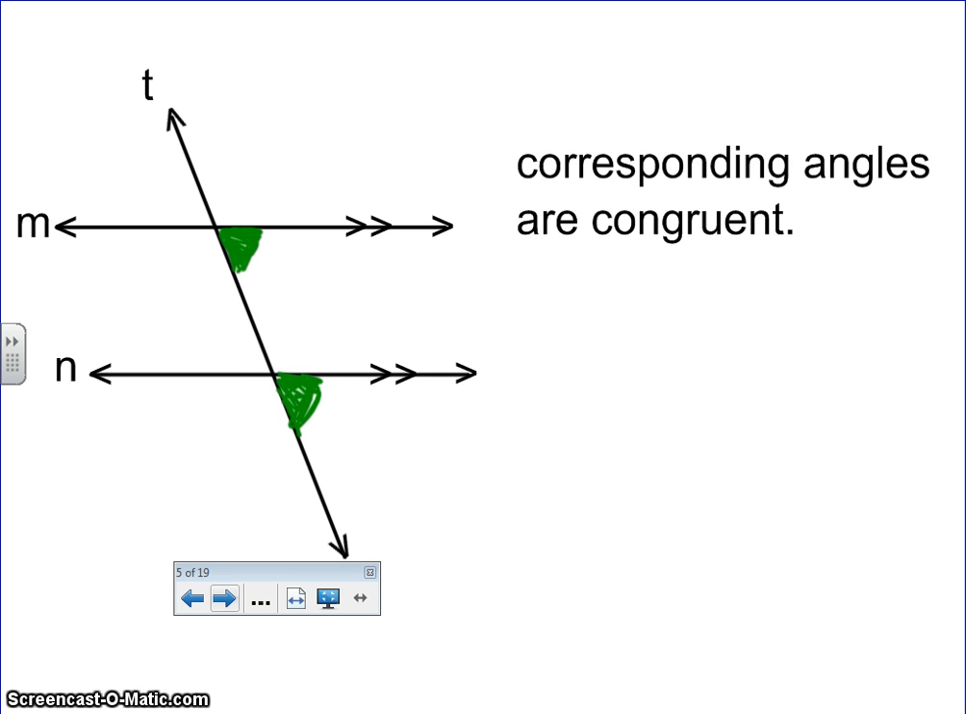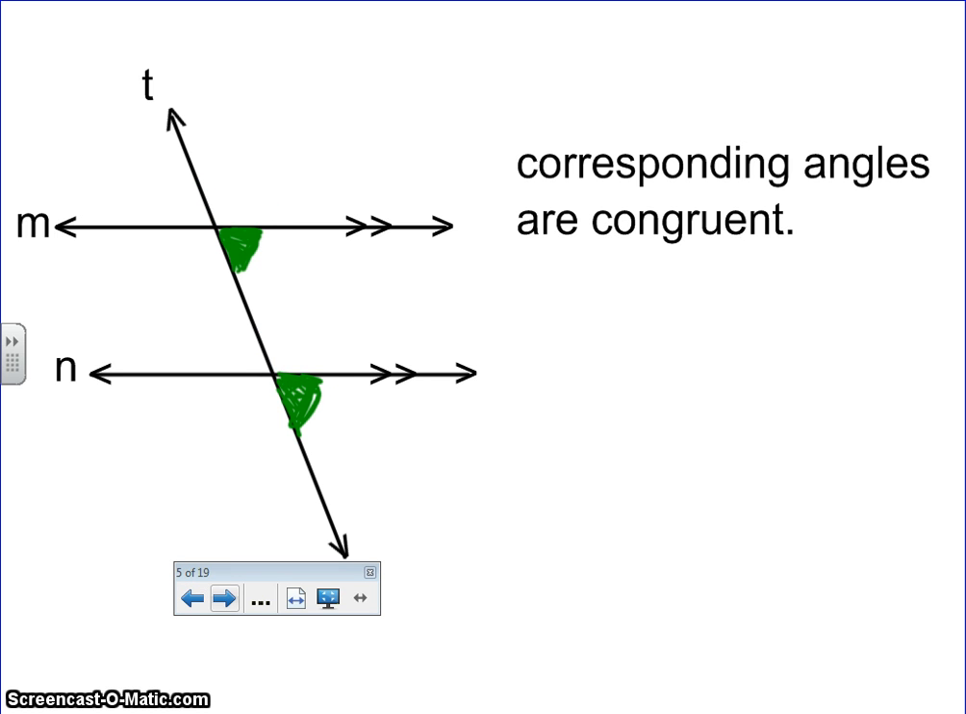Another set of corresponding angles would be the green ones here. They're bottom right and bottom right of the two intersections. Then we've got top left and top left of the two intersections. And we've got bottom left and bottom left of the two intersections. All 4 sets of these angles are going to be equal to each other. Whatever this angle is right here, let's say it's 100 degrees, then we know this one's 100 degrees.